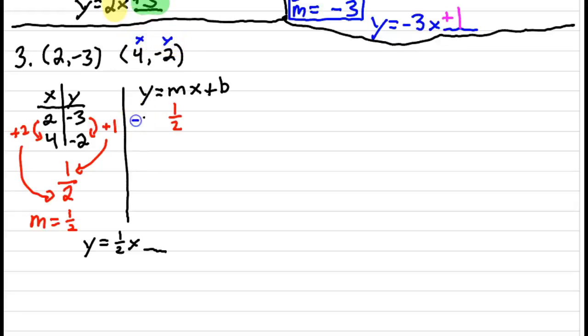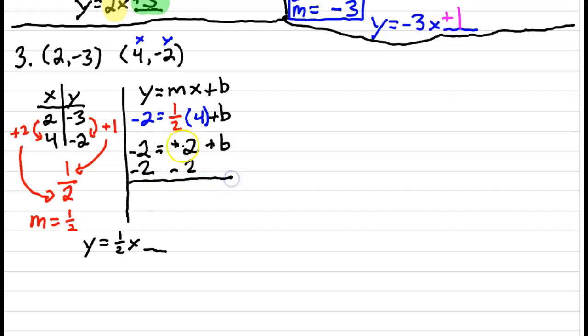So -2 equals 1/2 times 4. Half of 4 is 2. And then since this is a positive 2, we're going to subtract on both sides. -2 and -2 is -4. So my y-intercept is -4.